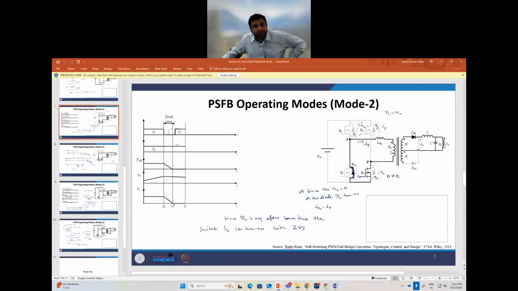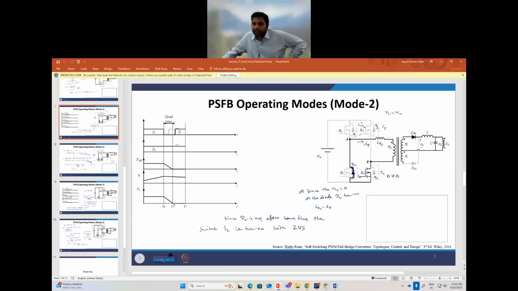Where I have written VP equals VAB, I'm not saying it like this, sir. What I'm trying to say is, consider that VAB is some non-zero voltage, and then this V in voltage would be reflected on the secondary side as NV in. So at that time, are we saying that VL will be zero, negligible?